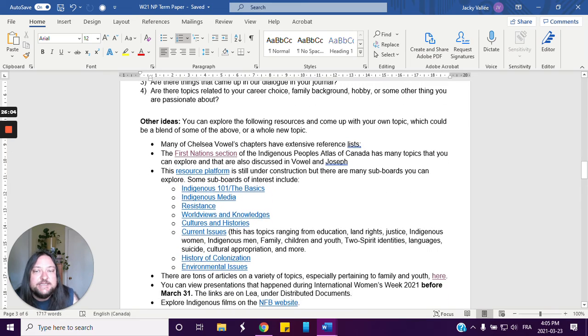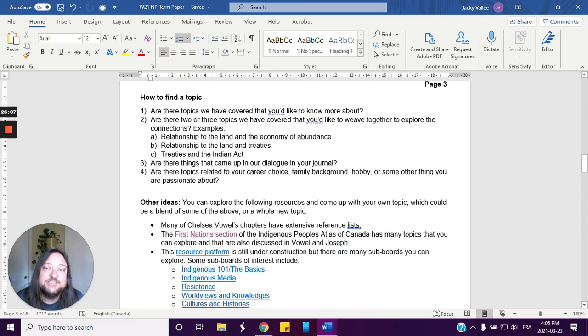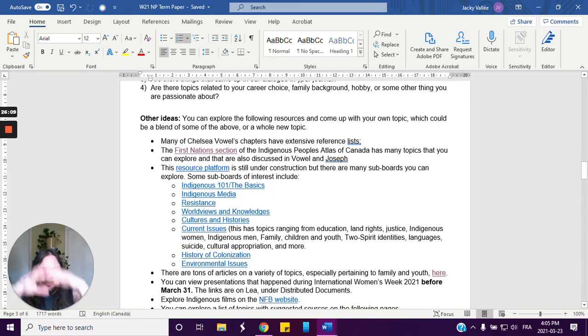And here's some other ideas, like if none of these questions are helpful to you, here are some broad ideas. You can explore these resources here and come up with your own topic based on these things, or a blend of the above, or something new. So you can leaf through Chelsea Vowell's chapters. Like I said, they have extensive reference lists at the end of each chapter. There's also the Indigenous Peoples Atlas of Canada online, and if you click on the First Nations section, there are a whole bunch of topics there that you can go, oh yeah, I'd like to learn more about this, and then find more sources.